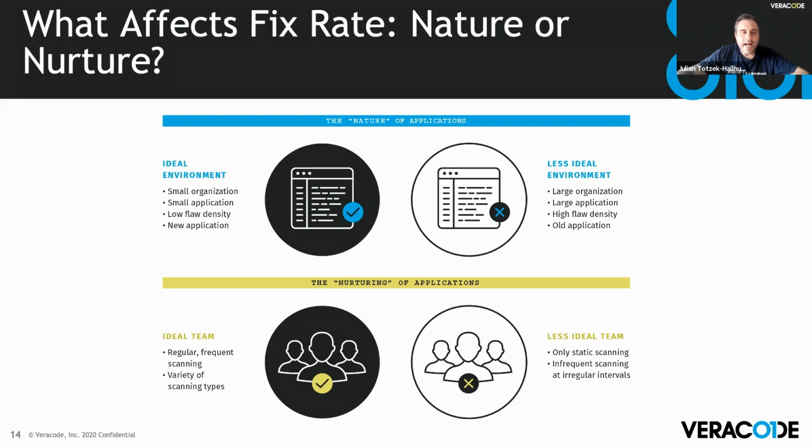The first comes from an ideal environment, which is identified as a small organization with an application that is small in size and has low flaw density and is relatively new in terms of application age. The second has less ideal properties, which is a large application built long ago at a large organization with high flaw density. We also have two hypothetical teams working on these applications. One team follows best practices, including frequent regular scanning using a variety of scanning types and including software composition analysis. The other team uses only static scanning infrequently and at irregular intervals.